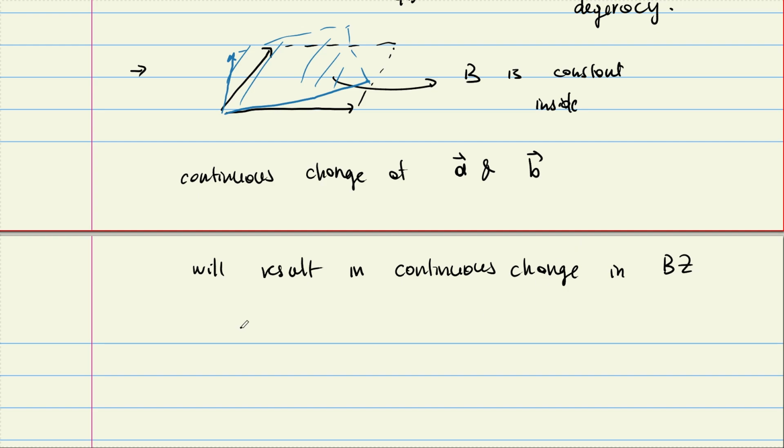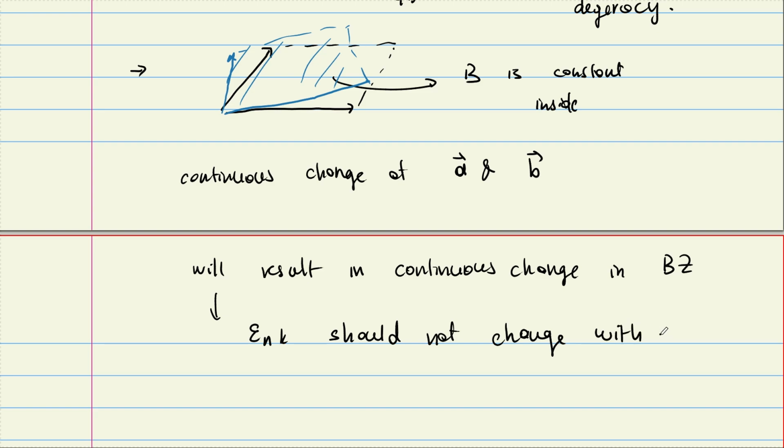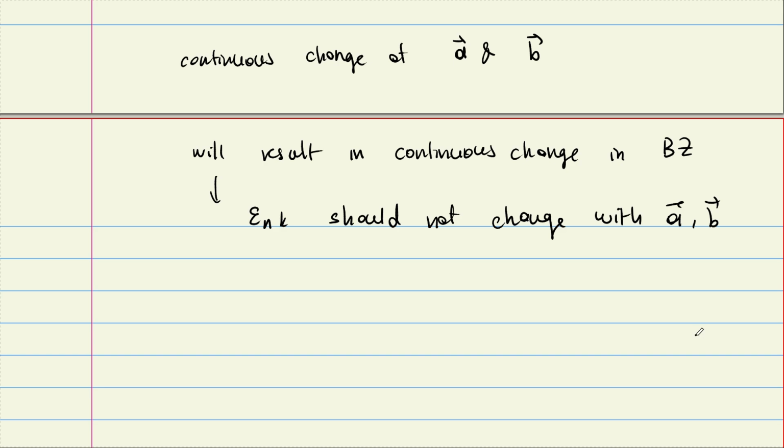But the vectors A and B are arbitrary here, and continuously deforming these A and B should not change physical results, and this means E_n of k should not change with A and B. And we also know E_n of k is going to be periodic.